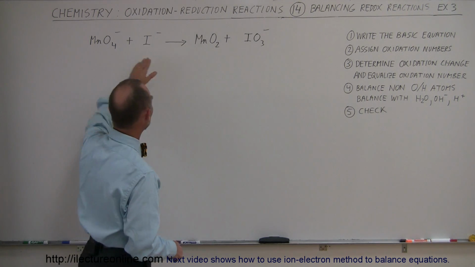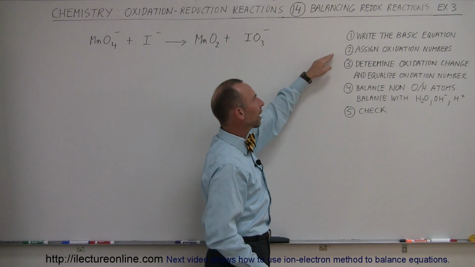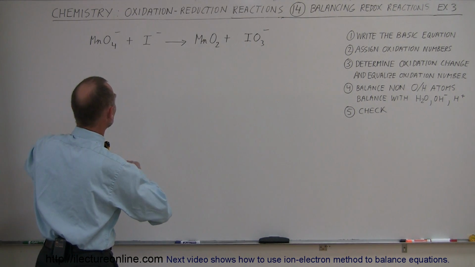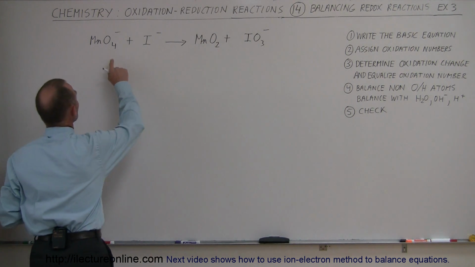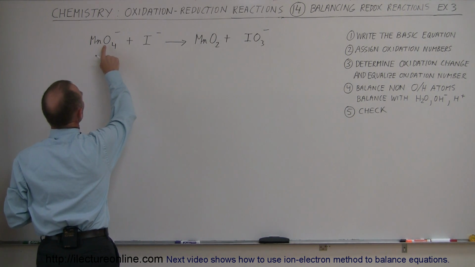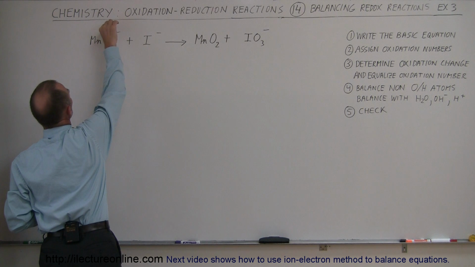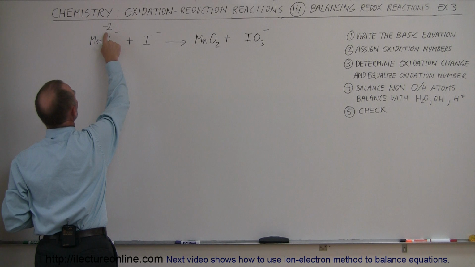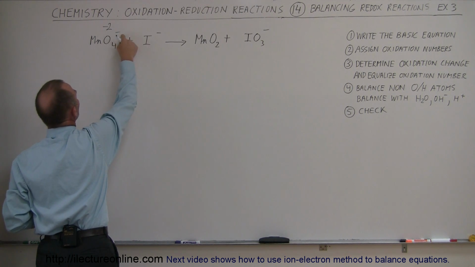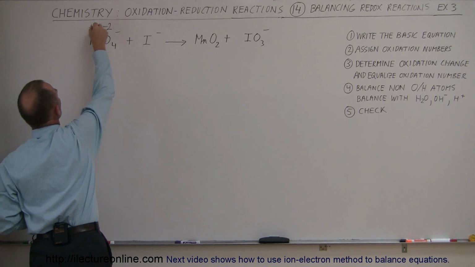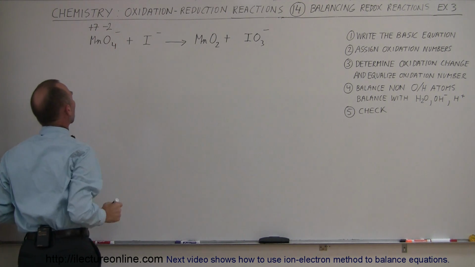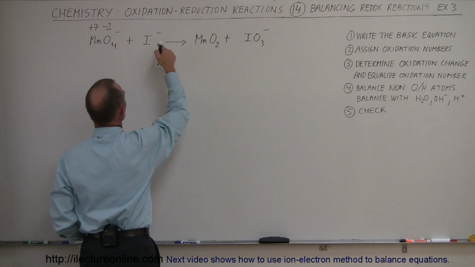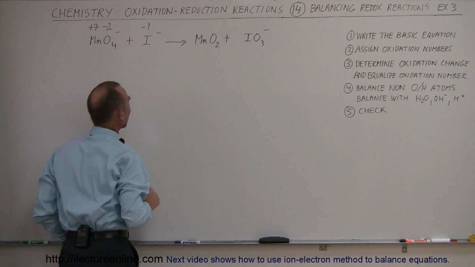After we write down the basic equation, we assign oxidation numbers to all the elements in the equation. Always start with oxygen and the highly electronegative atoms. Oxygen is typically at minus 2. We have 4 of them, so 4 times minus 2 is minus 8, and the whole ion is at minus 1, so manganese must be plus 7, because plus 7 plus minus 8 is a minus 1 ion. Iodine here is at the minus 1 state, so we can simply write minus 1.